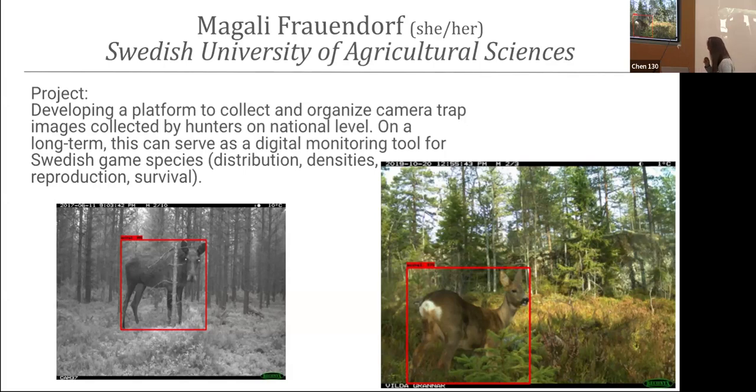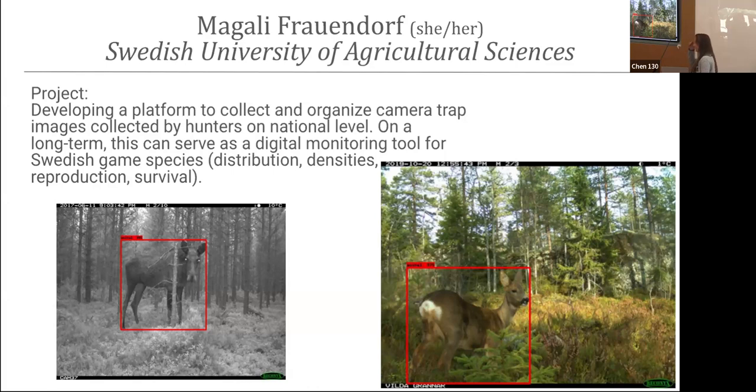I have a quick question. When you're communicating with hunters, one of the things with US hunters is they often don't want to share the location of game images, maybe because it's their secret spot where they like to go hunting.